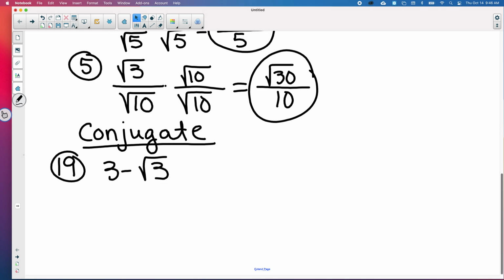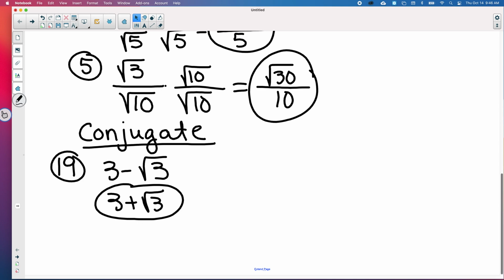Alright, so when you have the conjugate, because we're going to use it here in a minute, all you do, you don't change anything but the operation between the two numbers. So if you're given 3 minus radical 3, the conjugate to that would be 3 plus radical 3. So I just changed the operation between that number and the radical. So you have 4 of those where you're just giving the conjugate.